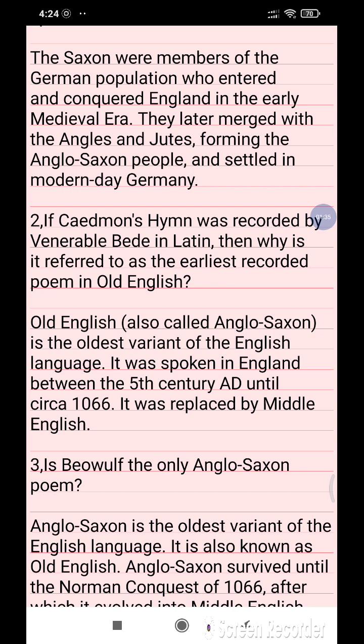Forming the Anglo-Saxon people and settled in modern-day Germany.